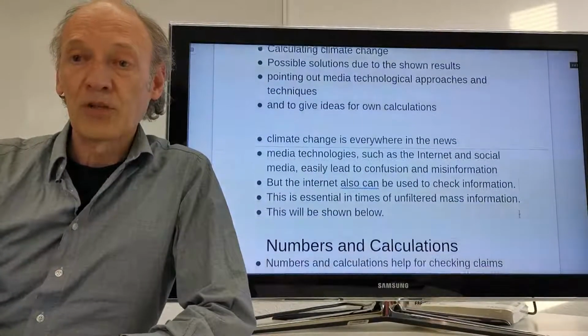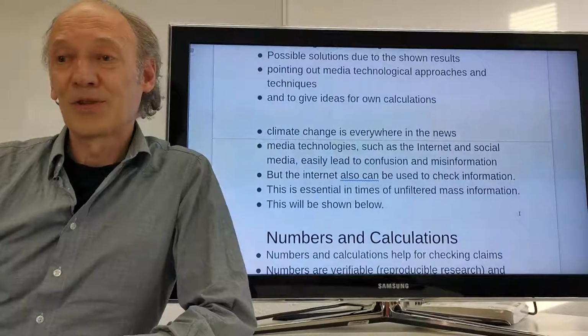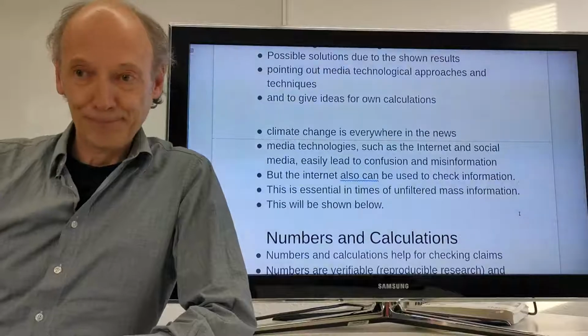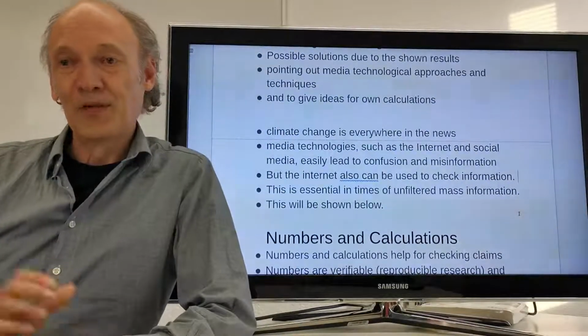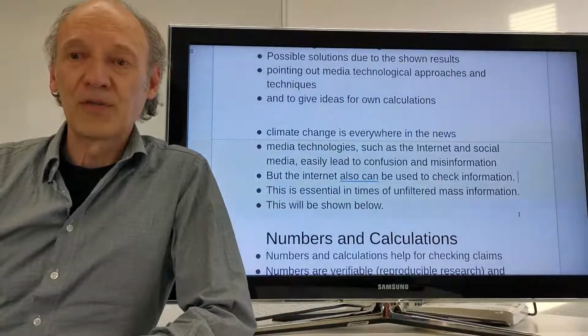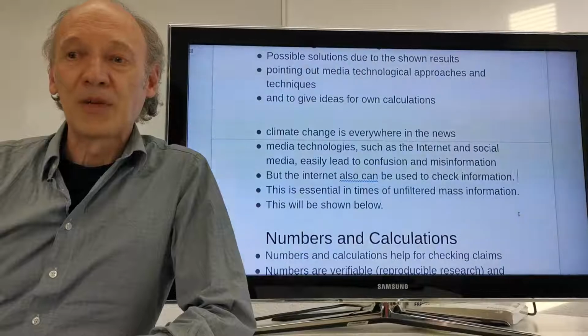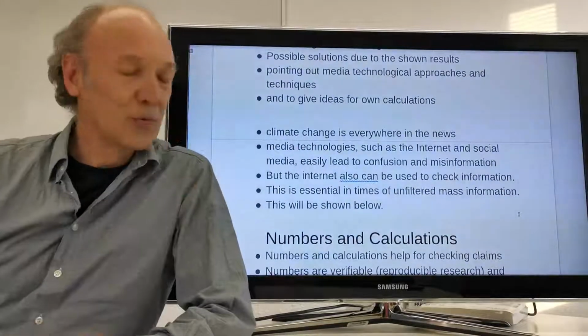So climate change is everywhere in the news, and media technologies such as the internet and social media easily lead to confusion and misinformation. But the internet can also be used to check information, and this is essential in times of unfiltered mass information. And this will be shown below.